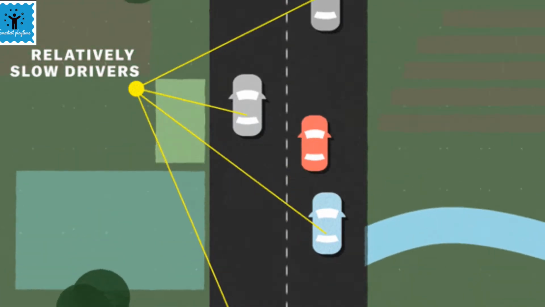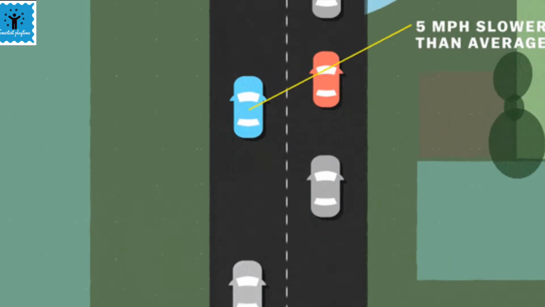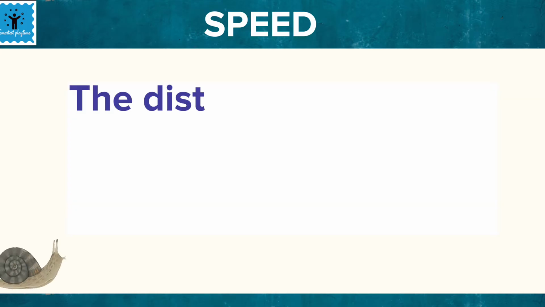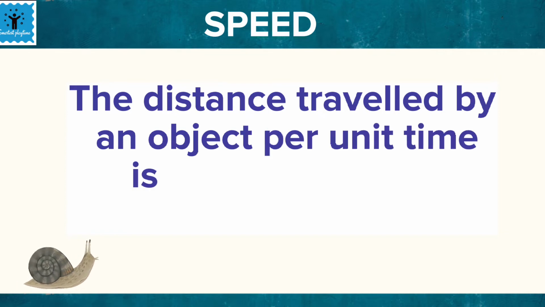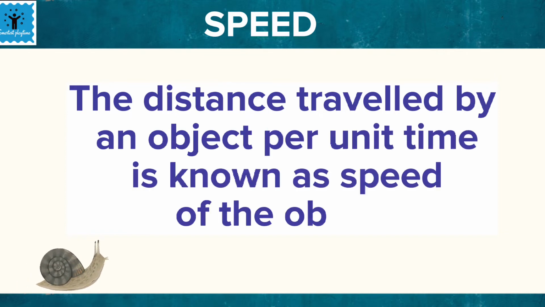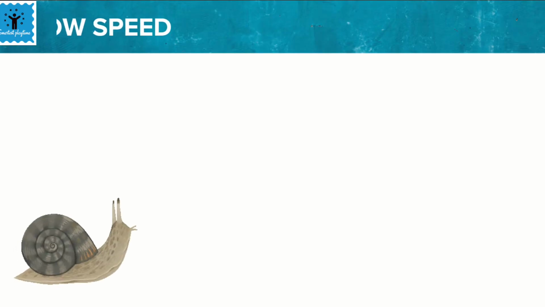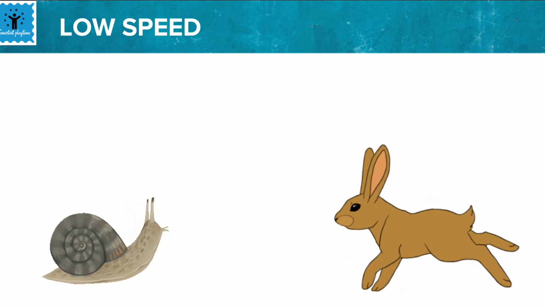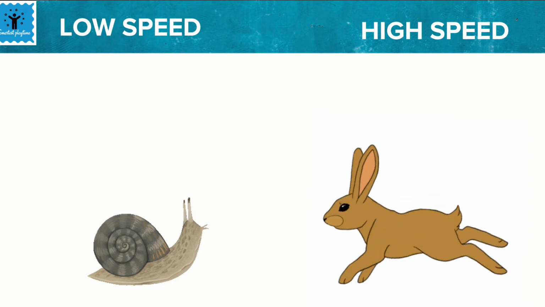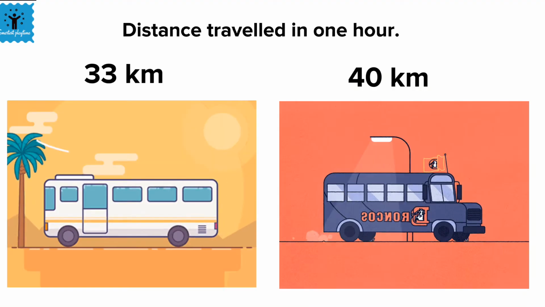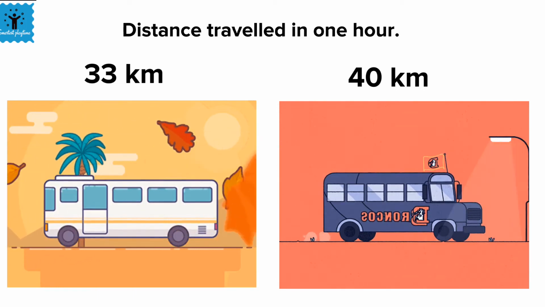The most convenient way to determine which of the two objects is moving faster is to compare the distance moved by them in a unit time, which is called speed. The distance travelled by an object per unit time is known as the speed of the object. A slow moving object is said to have a slow speed and a fast moving object is said to have high speed. So, if we know the distance covered by 2 buses in 1 hour, then we can answer which one is slower and which one is faster.